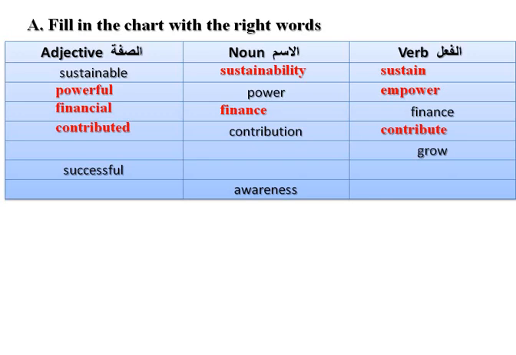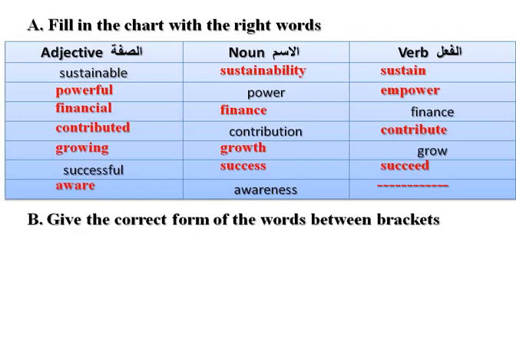Grow is the verb, so the adjective is growing. The noun is growth. Successful is the adjective. The noun is success, and the verb is succeed. The last one, awareness. The adjective is aware, while there is no verb. You can say to be aware of something. Next exercise. Give the correct form of the words between brackets.